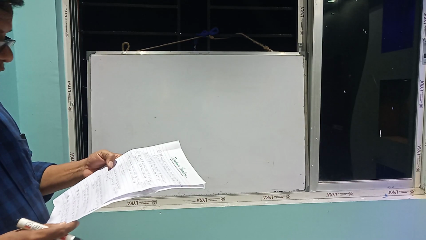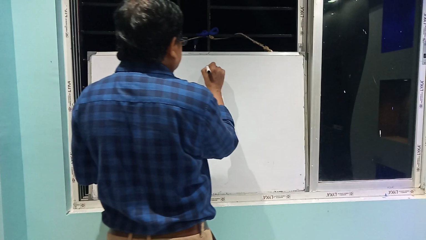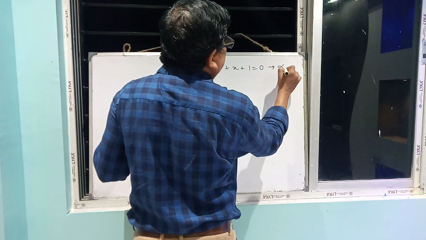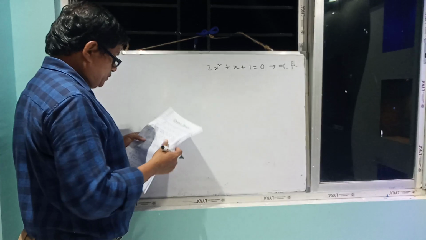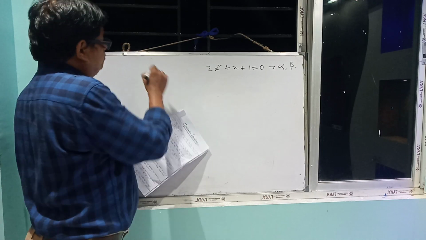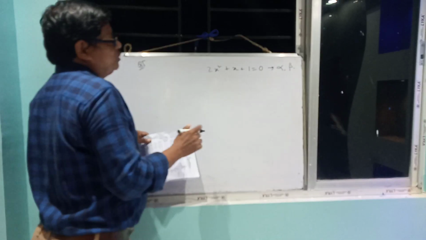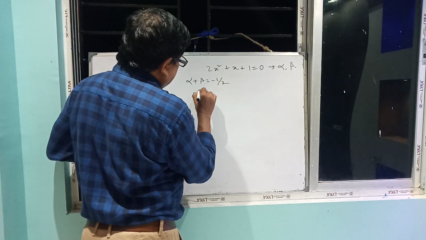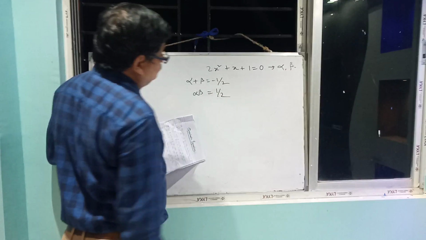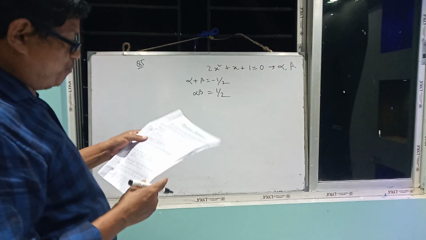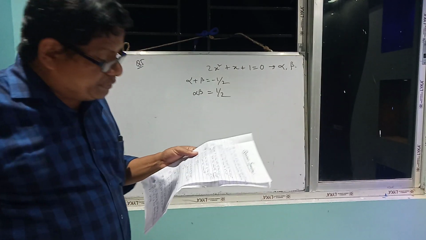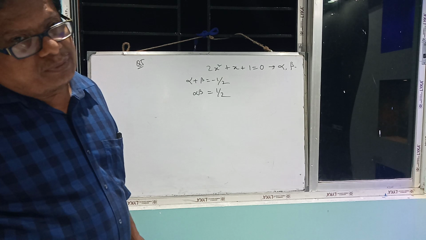Alpha, beta be the roots of the equation 2x square plus x plus 1 equal to 0. Roots are alpha, beta. Okay. This is question number 5. So write alpha plus beta, you can write minus half, and alpha beta is half. Okay. Now find the equation whose roots are alpha square by beta and beta square by alpha.